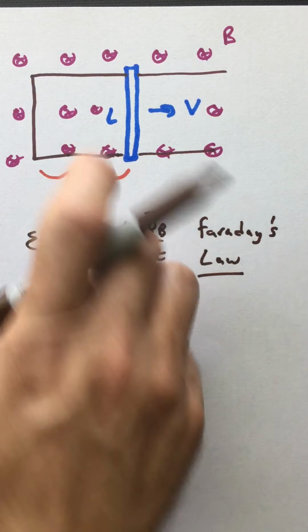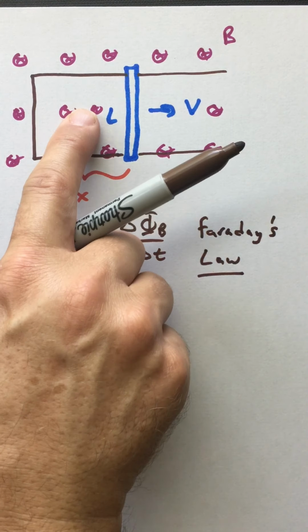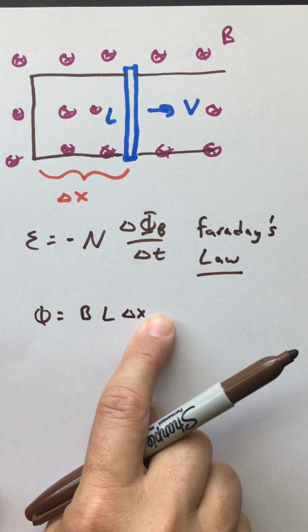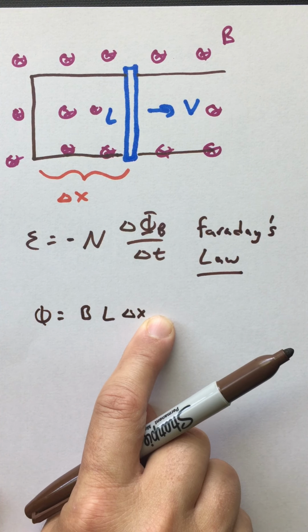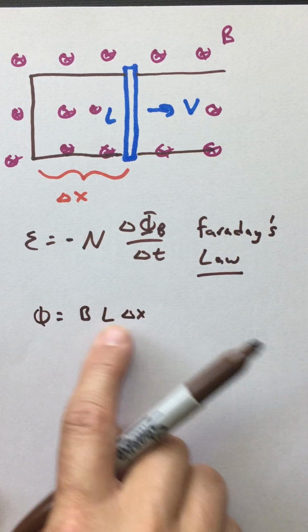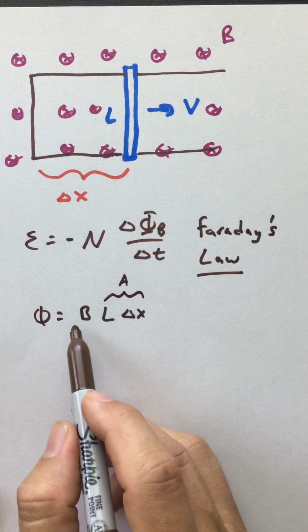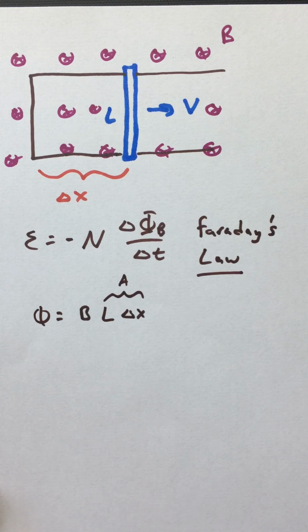Notice that the area of this loop, if I form the area vector, it's going to be perpendicular to the plane of the page. So is the magnetic field. So I can leave off the cosine of theta here. It's just 1. This is the area. And so this turns out to be the magnetic flux.